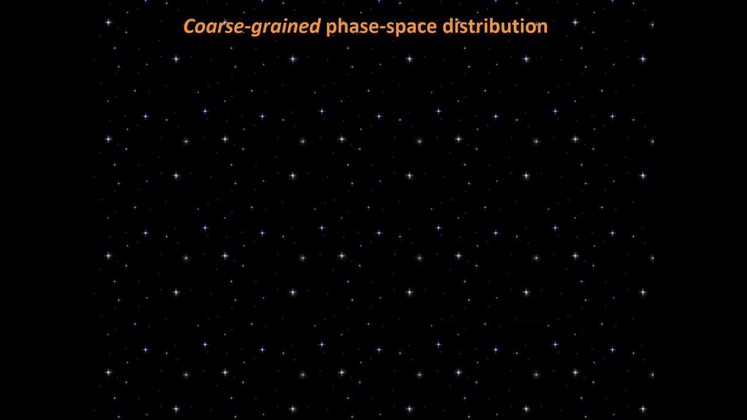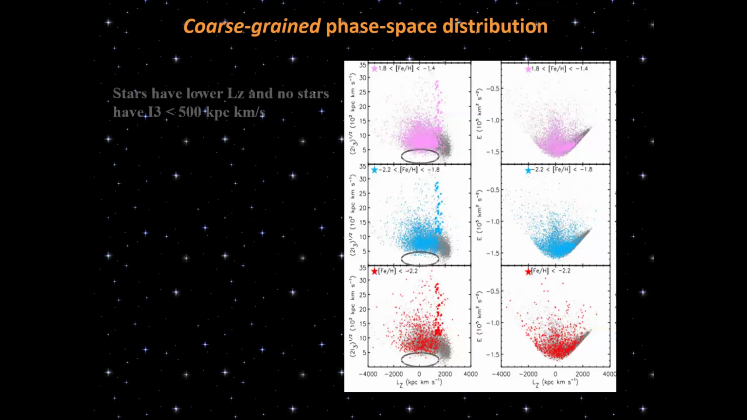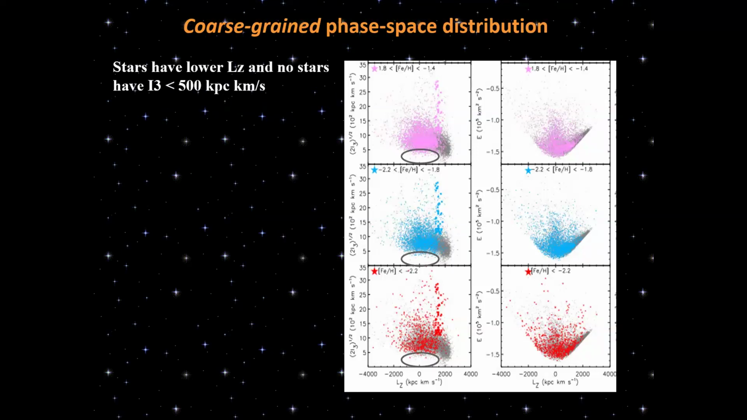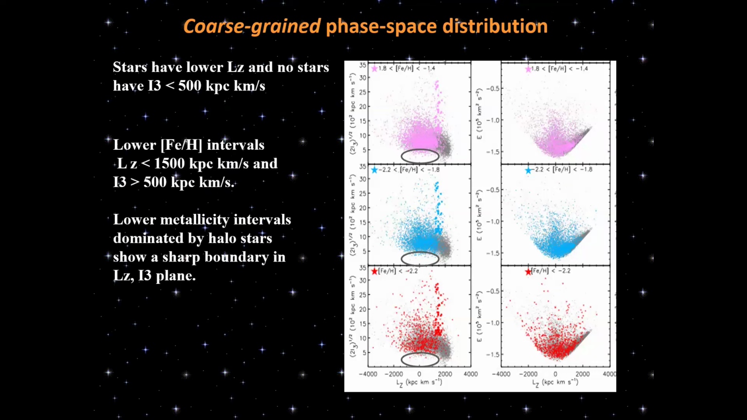And when we go to even lower metallicities, here we go below -1.4, -1.8, and this is the very metal-poor regime. We have here also extremely metal-poor stars. You can see that I3 is always greater than 500 for the metal-poor halo. We also noticed a sharp cut in Lz: basically, we saw that when we move to lower metallicity, the metal-poor halo does not have many stars with Lz greater than 1500 kpc km/s.